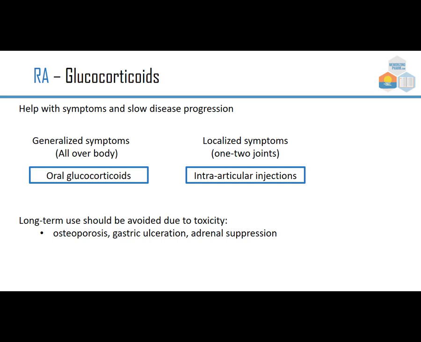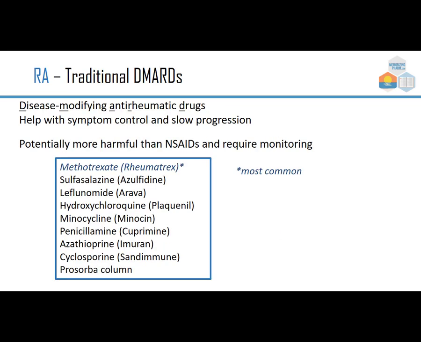So let's look at what helps with the symptoms and slows disease progression. We can have generalized symptoms, which are all over the body, treated with oral glucocorticoids, and we can have local symptoms, 1 to 2 joints, where we can have an intra-articular injection. Long-term use should be avoided due to toxicity, osteoporosis, gastric ulceration, and adrenal suppression. There are many disease-modifying anti-rheumatic drugs, and they help with symptom control and slow progression. They're potentially more harmful than NSAIDs and require monitoring. But methotrexate, sulfasalazine, leflunomide, hydroxychloroquine, minocycline, penicillamine, azathioprine, cyclosporine, all of these can be used.